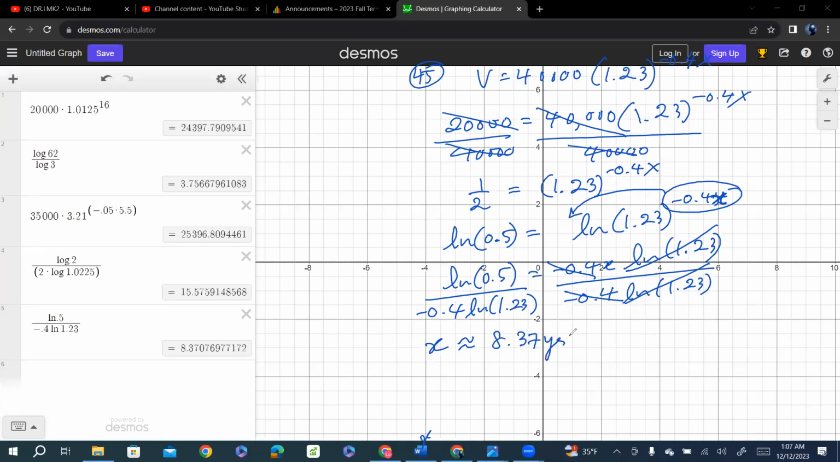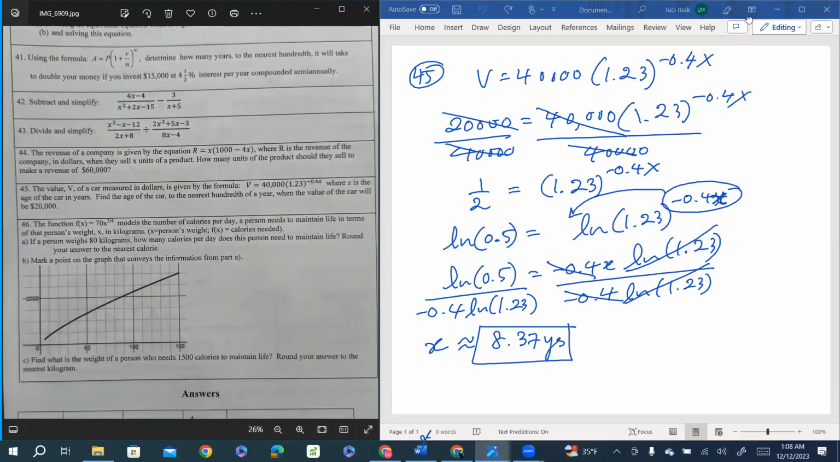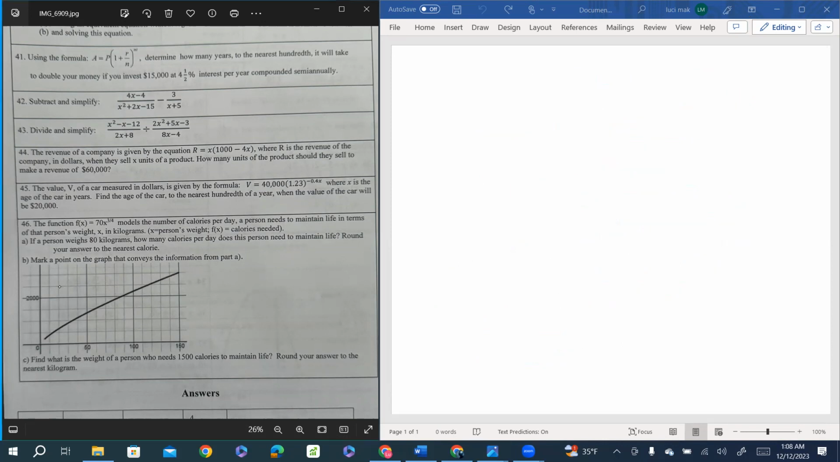8.37 years to reduce the price of the car to half price. All right, hope that's okay. So the last question, let me move this up and erase the board. Let me check the answer. 8.37 is correct. Okay, the last question, number 46.